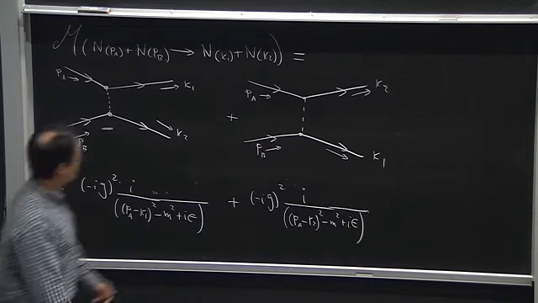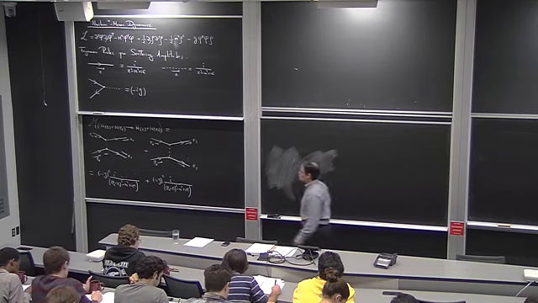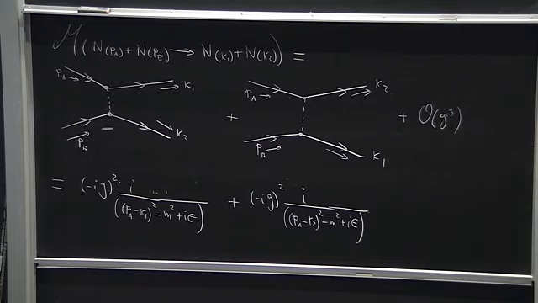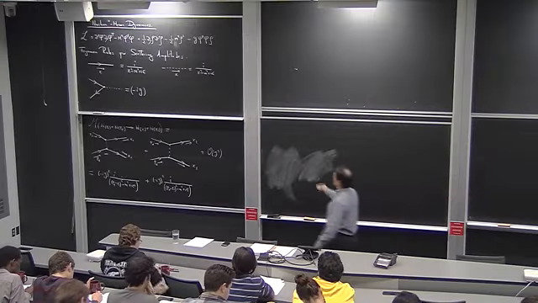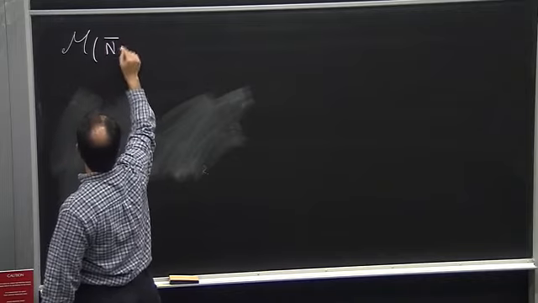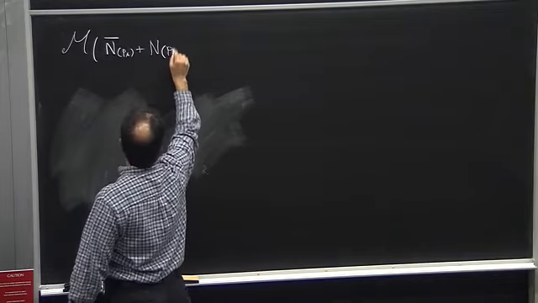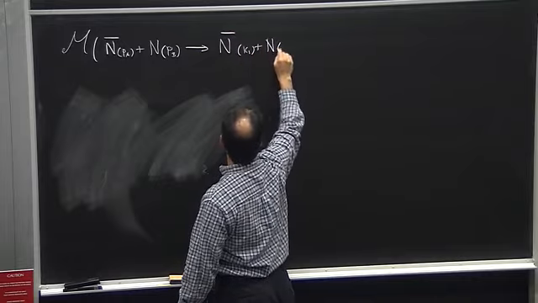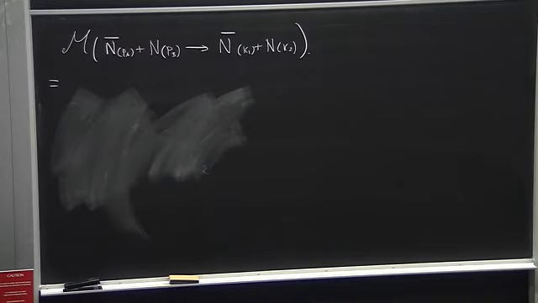Okay? Very good. So let's do one more example. Now you can go on and keep going and add order G cubed and higher terms, okay, if you want. But we just did the leading order. Let's try something else. Let's try now something like an antinucleon plus a nucleon going into an antinucleon plus a nucleon. Okay? So where are the Feynman diagrams this time?